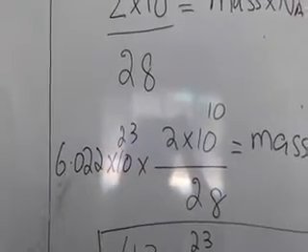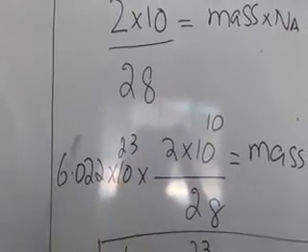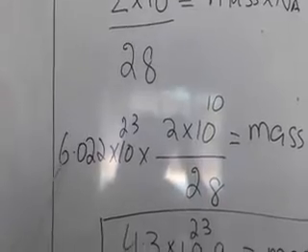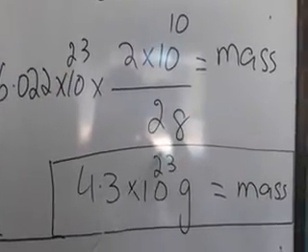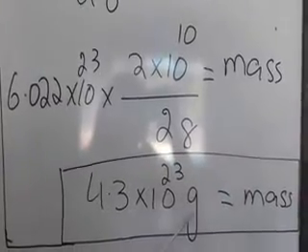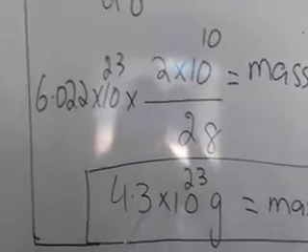Using the calculator, we calculated, we solved, and our answer is 4.3 into 10 raised to power 23 grams, which is the answer for the mass of 2 into 10 raised to power 10 molecules of nitrogen gas.